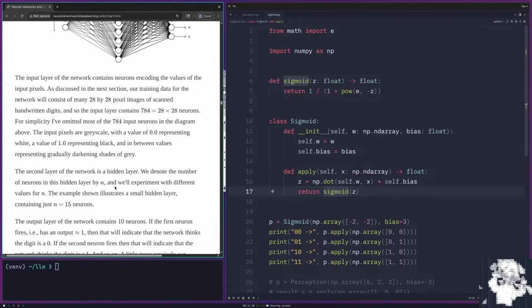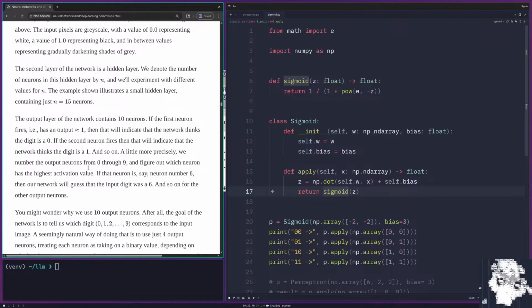The second layer of the network is a hidden layer. We denote the number of neurons in this hidden layer by n, and we'll experiment with different values for n. The example shown illustrates a small hidden layer containing just n equals 15 neurons. The output layer of the network contains 10 neurons. If the first neuron fires, i.e. has an output approximately equal to 1, then that will indicate that the network thinks the digit is a 0. If the second neuron fires, then that will indicate that the network thinks the digit is a 1, and so on. A little more precisely, we number the output neurons from 0 through 9 and figure out which neuron has the highest activation value. If that neuron is, say, neuron number 6, then our network will guess that the input digit was a 6, and so on for the other output neurons.